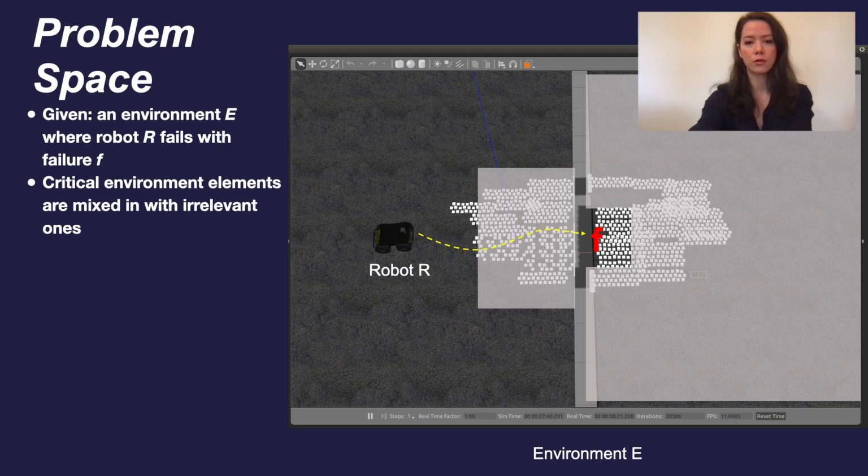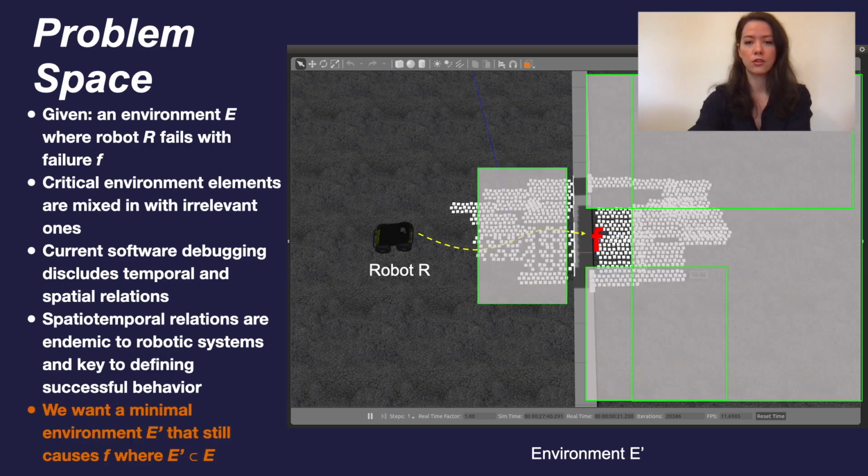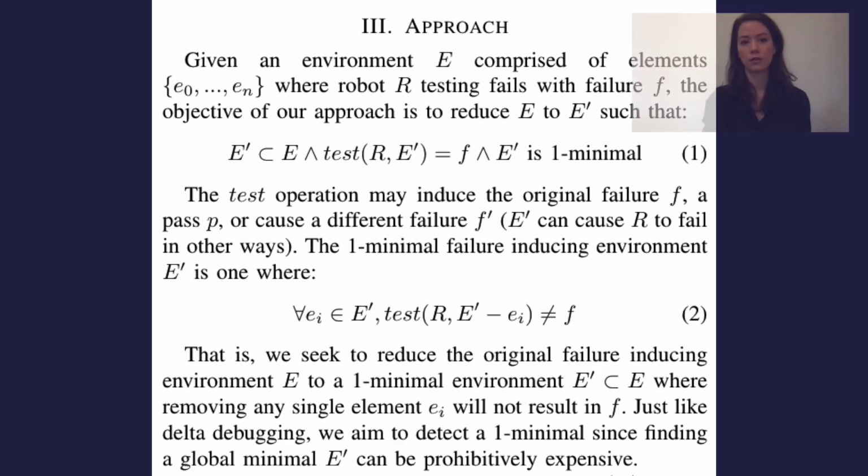Traditional software debugging approaches do not leverage the temporal and spatial relations essential to environment reduction endemic to robotic systems. These cannot be discluded because the criteria for successful behavior for robotic systems are often defined according to spatio-temporal relationships with its environment and its resources. Using givens of E, R, and F, we want to arrive at an environment E' that causes F, where E' is a subset of E. The formalism is addressed in greater detail in the paper.